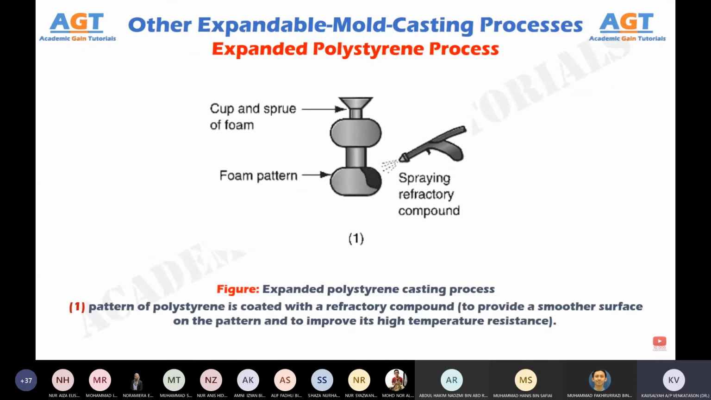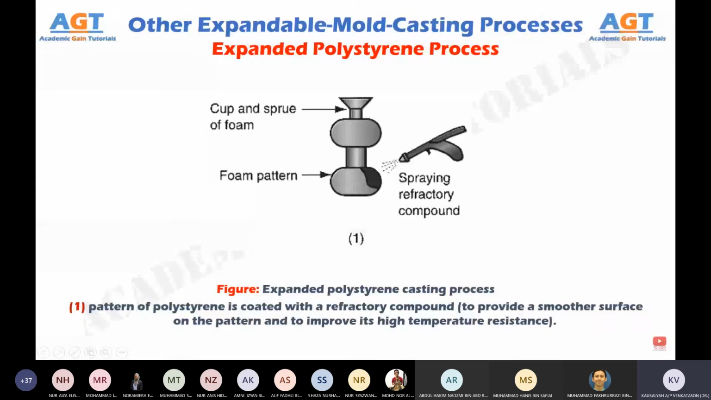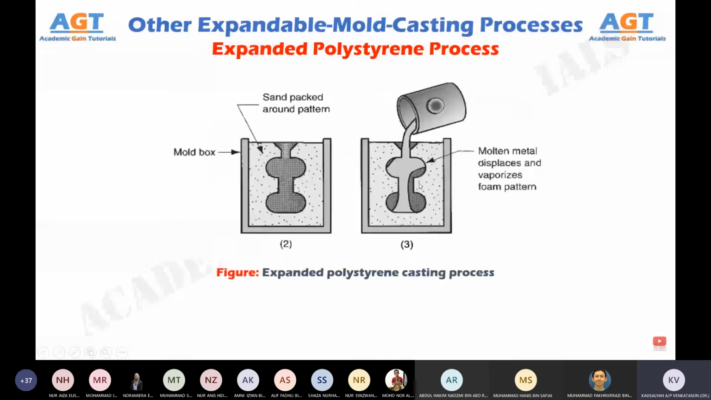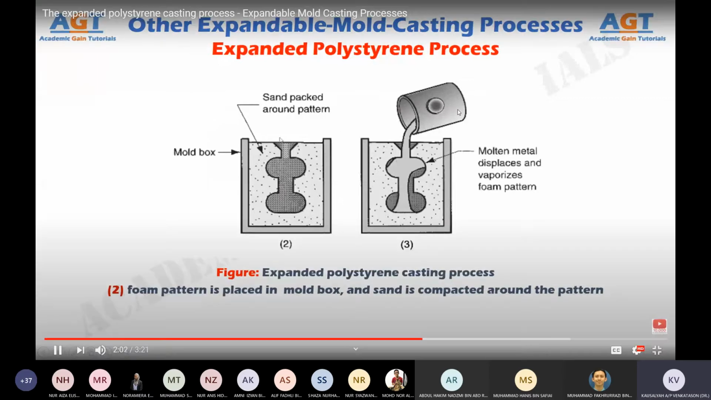Figure 1 shows the first step in the expanded polystyrene casting process, where the pattern of polystyrene is coated with a refractory compound, in order to provide a smoother surface on the pattern and to improve its high temperature resistance. Figure 2 shows the second step, where the foam pattern is placed in a mold box, and sand is compacted around the pattern.